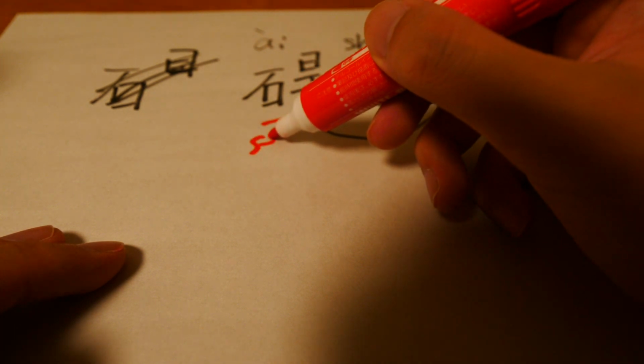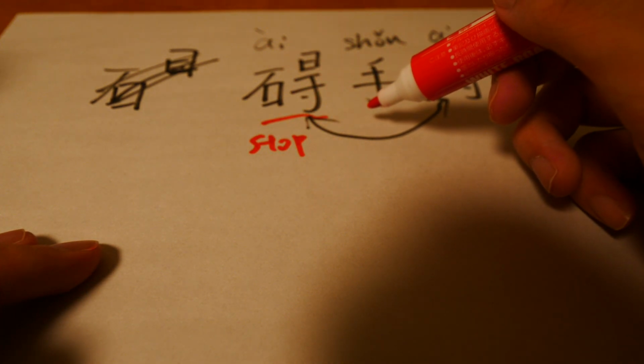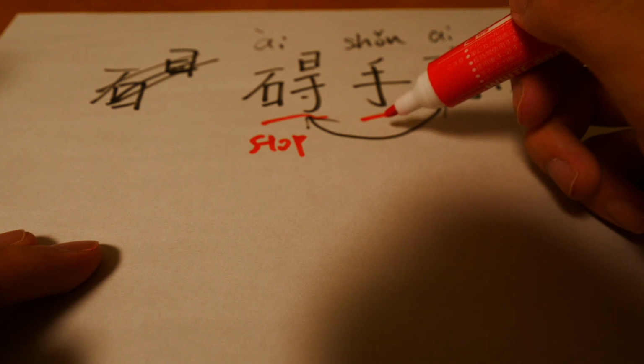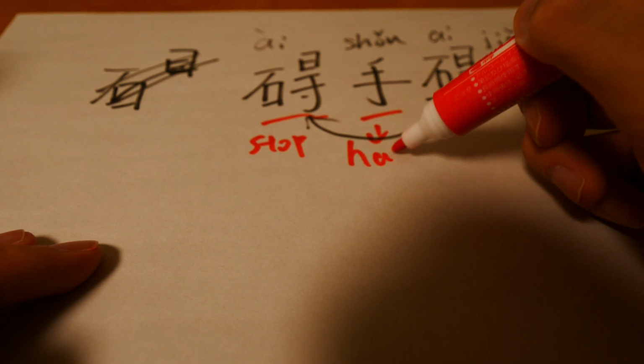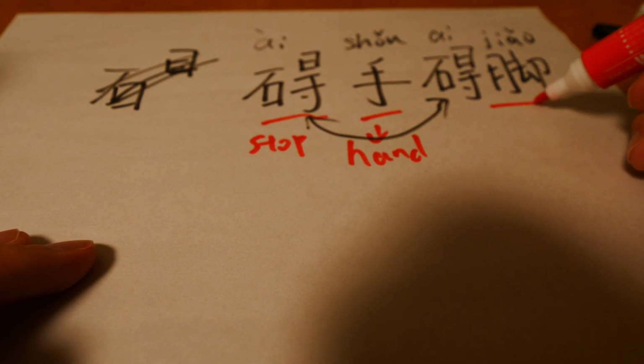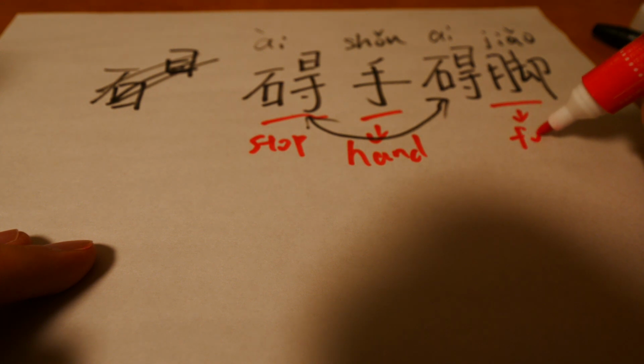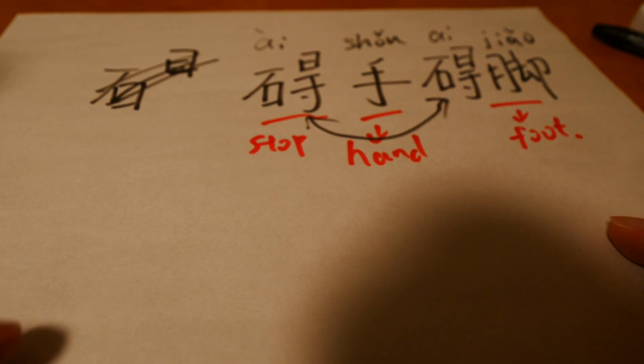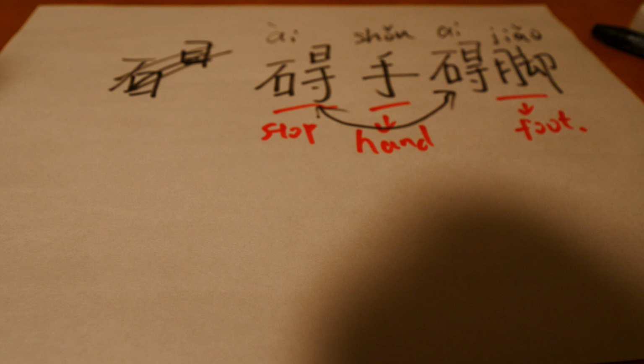脚. And 碍 means stop. 手 means hand. 脚 means foot. 碍手碍脚. And what does 碍手碍脚 mean in Chinese?